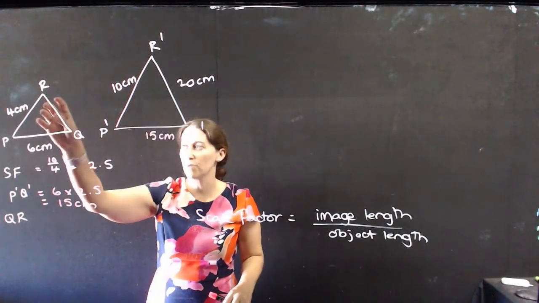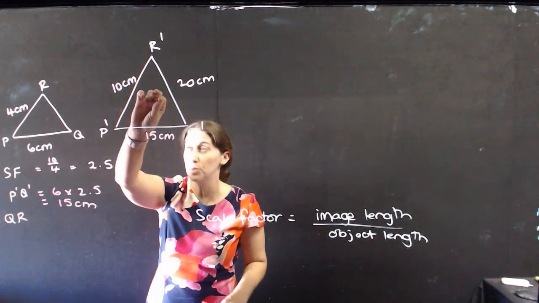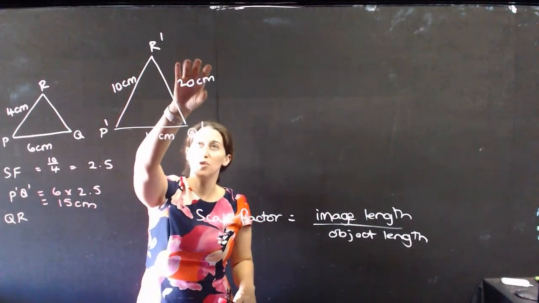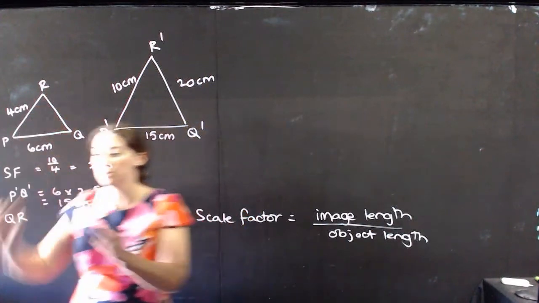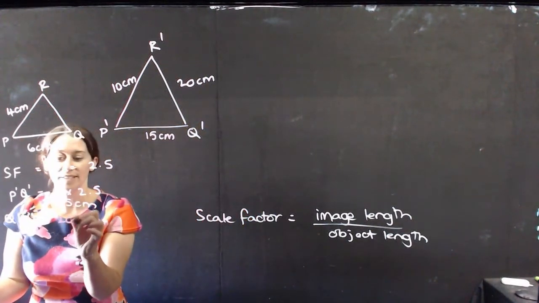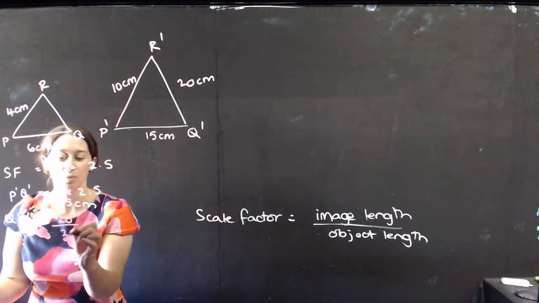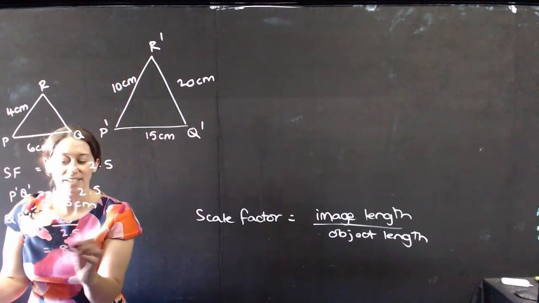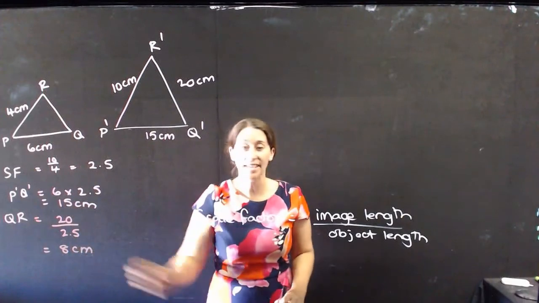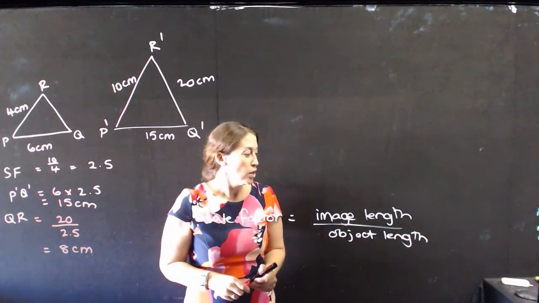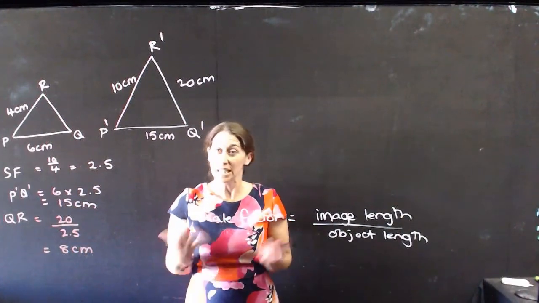I've got all the measurements of this triangle, but the last part says we'll work out this length QR. I know that from here to here I multiply by 2.5, so to go from 20 back to this side I need to divide by 2.5. So 20 centimeters divided by 2.5 will give me 8 centimeters. So the length of RQ or QR is 8 centimeters. All right, and that's pretty much everything you need to know about scale.